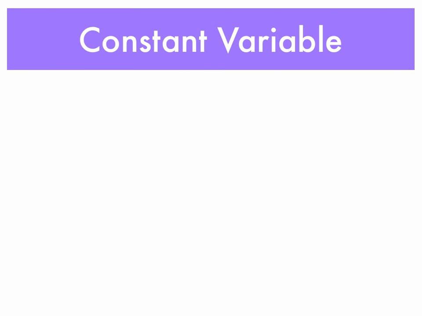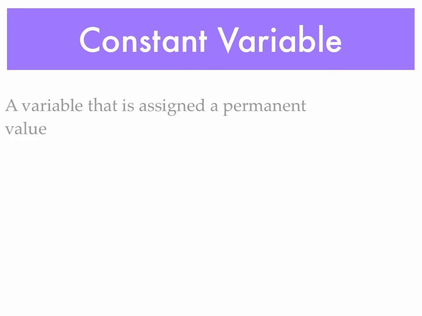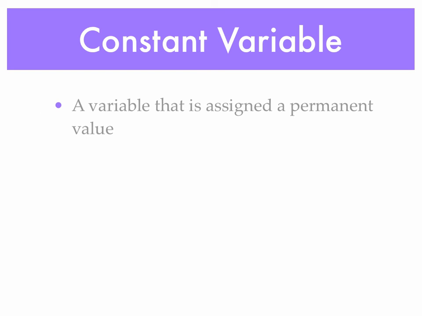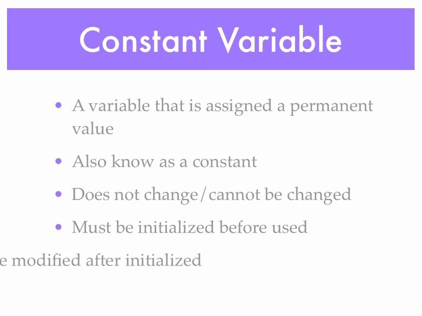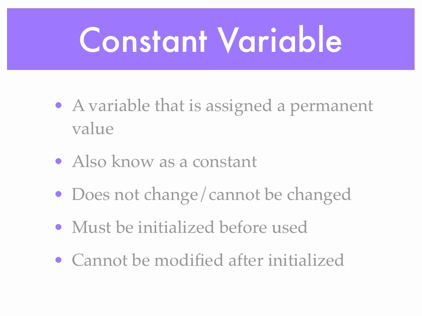Now, in Java we have what are called constant variables, which seems an oxymoron. They are variables that are assigned permanent values. They are more typically known as constants. They do not change. They cannot change. They must be initialized before they are used, and they cannot be modified after they are initialized.